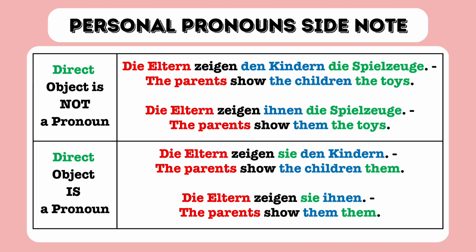The same thing is true even if we remove both objects and put both of them as pronouns. Die Eltern zeigen sie ihnen. The parents show them. Again, in the English, the first them has to refer to the children, whereas the second them has to refer to the Spielzeuge, or the toys. In German, sie is the accusative pronoun, and it goes before the dative one because that's the rule.